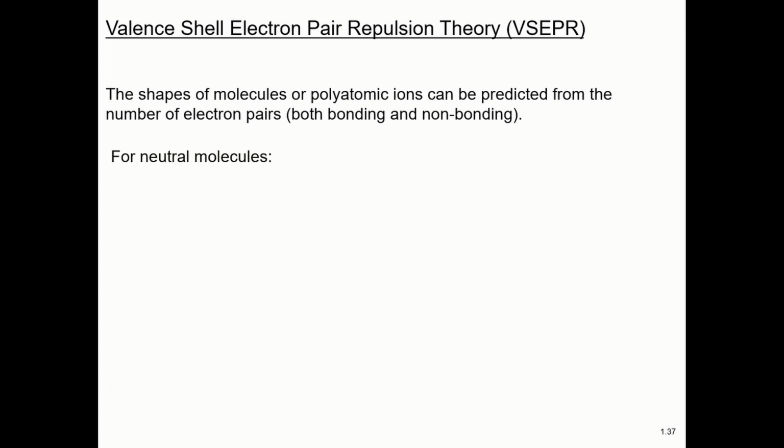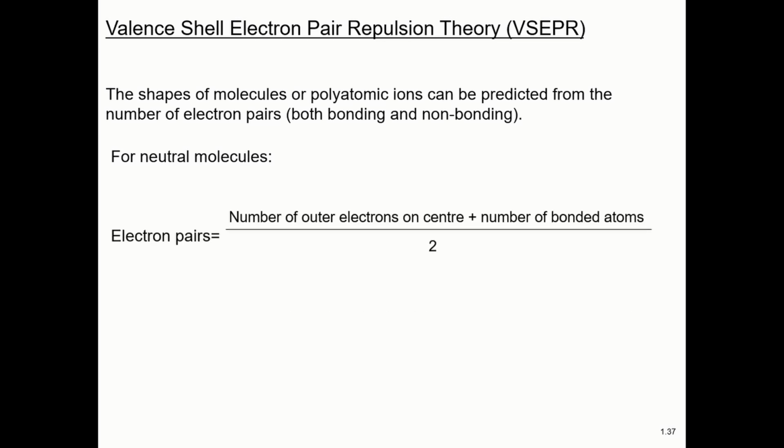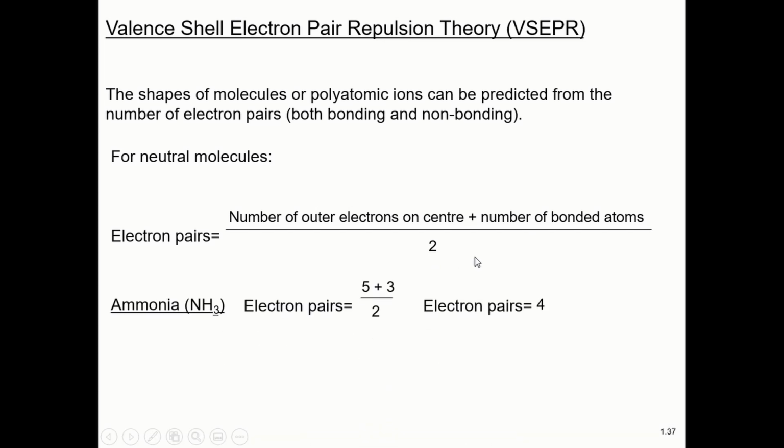So if we take neutral molecules for now, so we take molecules that do not have a charge, so not ammonium, but ammonia, water, methane, anything like that. In order to work out the number of electron pairs, you need to take the number of outer electrons on the centre atom in the molecule, plus the number of bonded atoms, and you divide it by 2. So here's a wee example. If we have ammonia, again, we like to use this as our example. Now, ammonia, if you think on its number of electrons, it has an atomic number of 7.